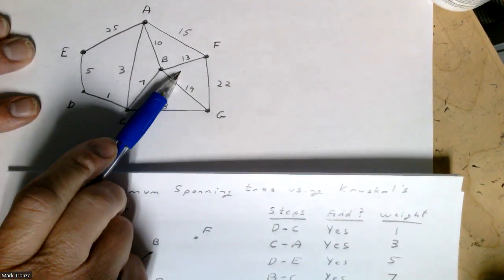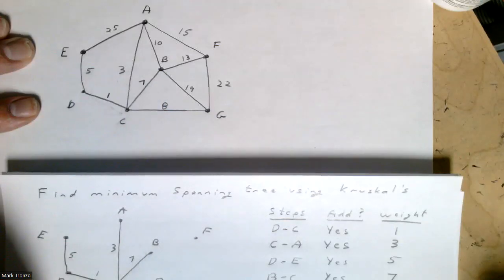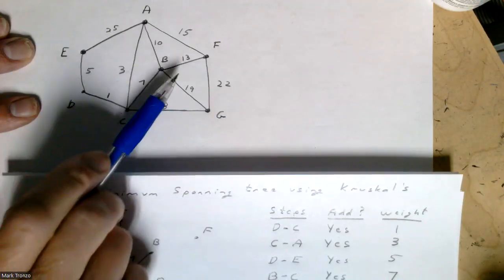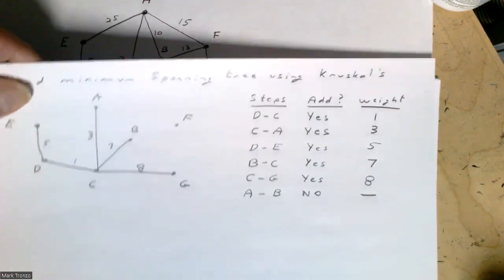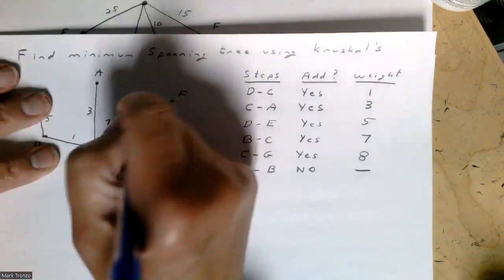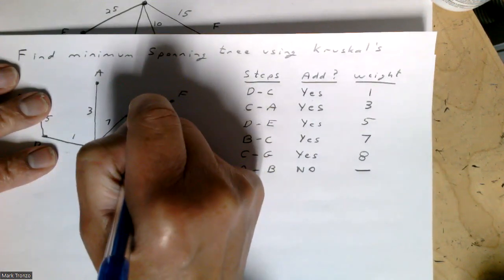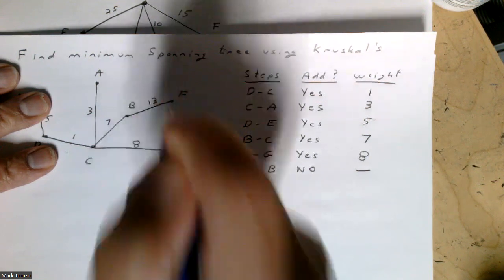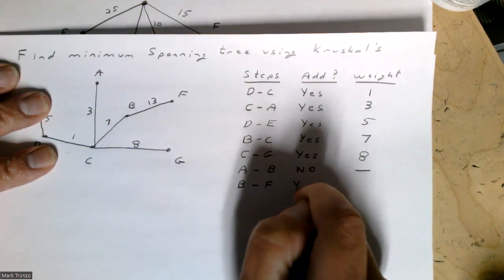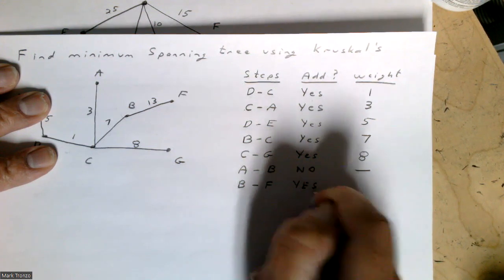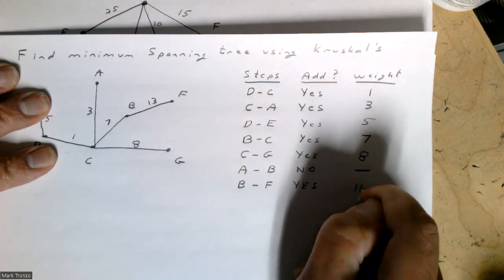So that was 10. And what's the next largest one? It looks like 13. That was BF. And we can add that one in because that's not going to cause a circuit. So BF, and we'll go yes. That was 13.